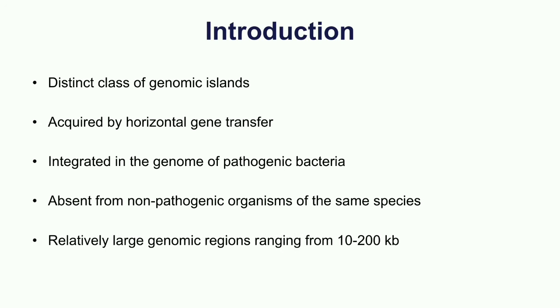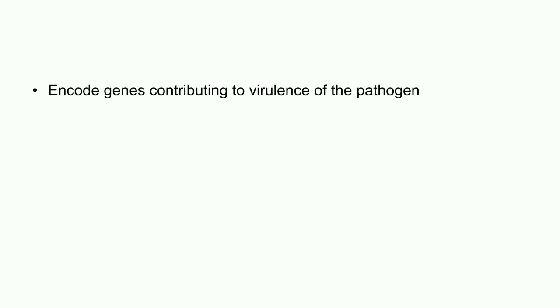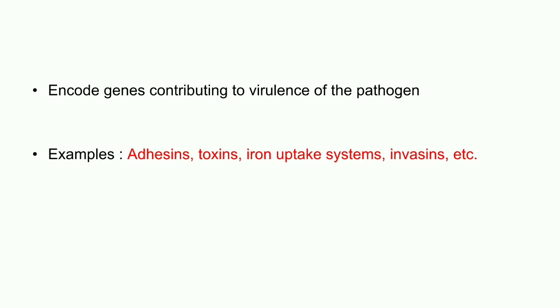The pathogenicity islands are relatively large genomic islands whose size ranges from 10 to 200 kilobase pairs. The PAIs encode genes contributing to the virulence of the pathogen. For example, pathogenicity island genes code for adhesins, toxins, ion uptake systems, or invasins, each of which is responsible for enhancing and causing disease in the host cells.